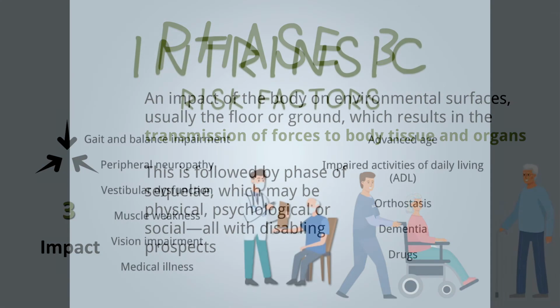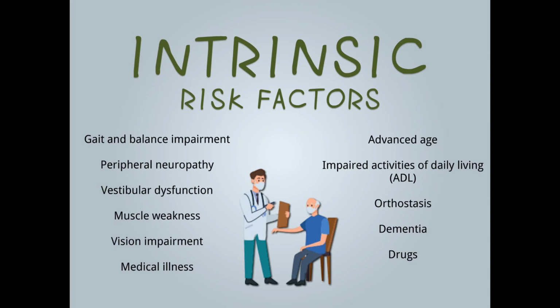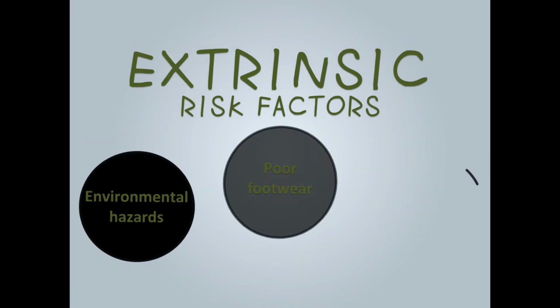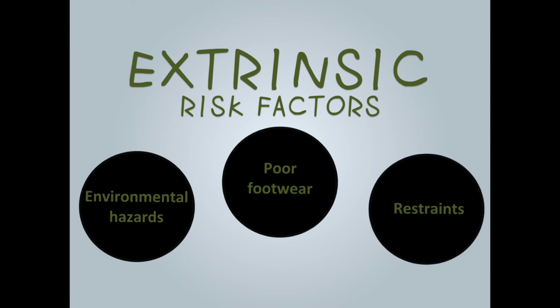These are examples of internal risk factors for falls that include gait and balance impairment, peripheral neuropathy, vestibular dysfunction, muscle weaknesses, vision impairment, medical illnesses, advanced age, impaired activities of daily living, orthostasis, dementia, and drugs. While extrinsic risk factors in falls could be due to environmental hazards, poor footwear, and restraints.